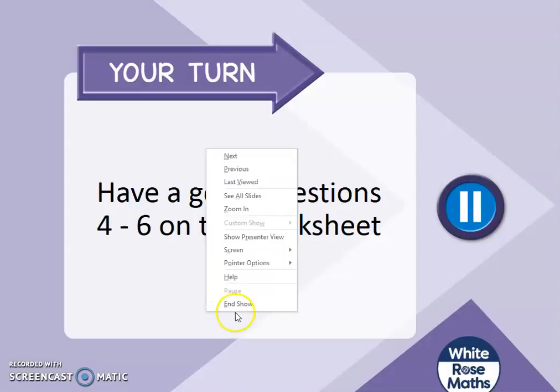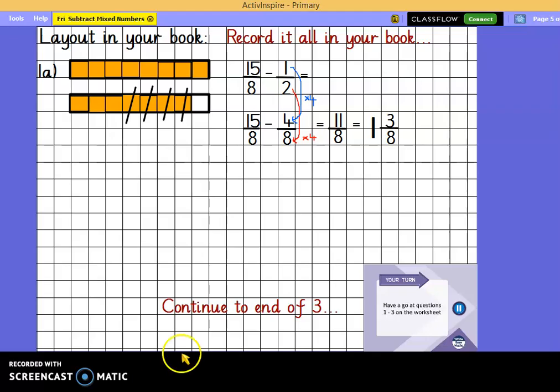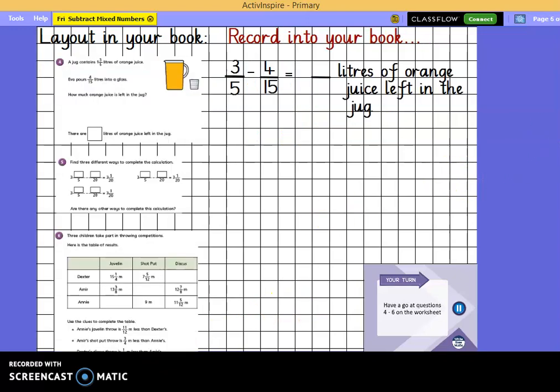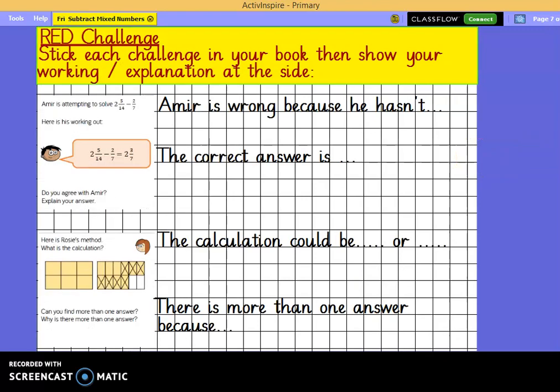I'd like you to pause now and have a go at questions 4 to 6 on your worksheet. Recording it like this, please. Pause the video to see how to do that. Red group, here are your challenges, and I've given you some sentence starters to record your answers. You may pause the video to help you to do this.